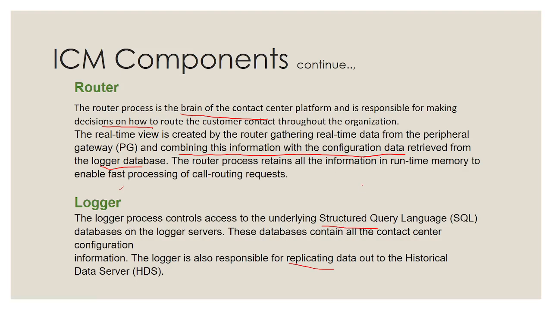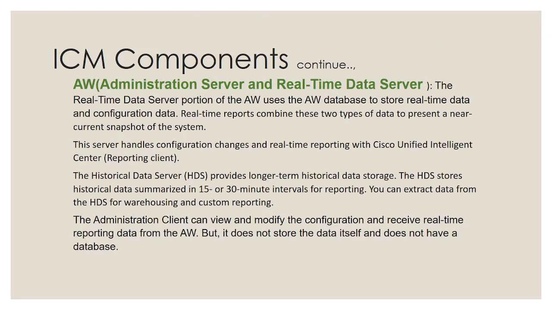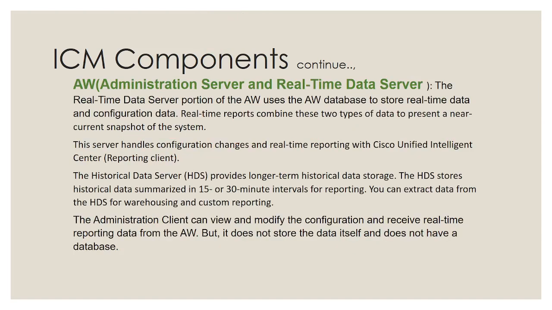So what is a database? A database is nothing but rows and columns. And SQL creates a few variables, a few templates. The logger creates a few templates where the data goes and sits. And then we have AW, which is used for configuration purposes. And then we have PG, that is the eyes of the contact center, that gives the real-time view of the contact center. And HDS is used to store the historical data, and its retention period is up to 3 years, depending on the database you describe in the ICM DBA.